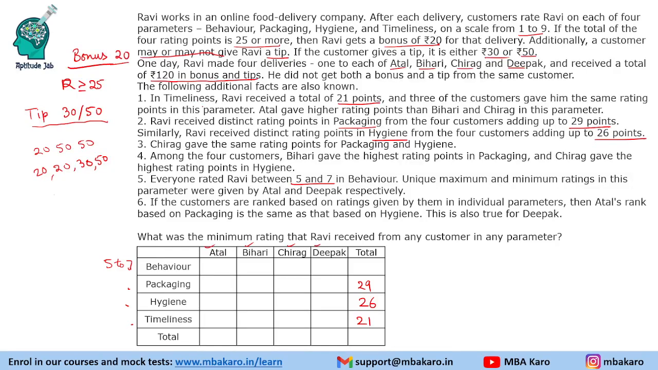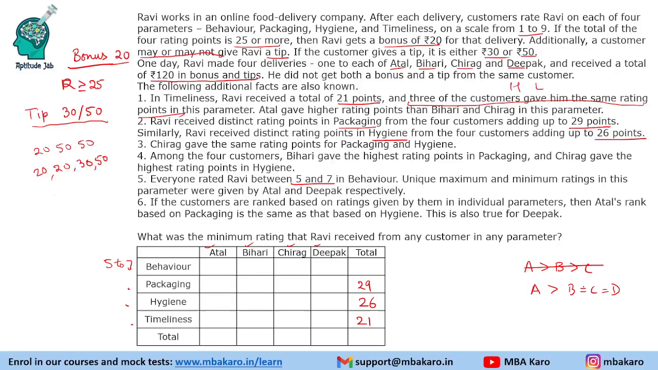It says in timeliness, Ravi received a total of 21 points, which is fine. And three of the customers gave him the same points. Atal gave higher rating points than Bihari and Chirag. Now, three of them are getting the same points, and Atal is greater than Bihari and Chirag. We cannot have Atal greater than Bihari greater than Chirag, because we are getting only two sets of values, one high value and one low value. We cannot have three sets of values. So it means that Atal is giving more than Bihari, but Bihari, Chirag, and Deepak will give the same rating.